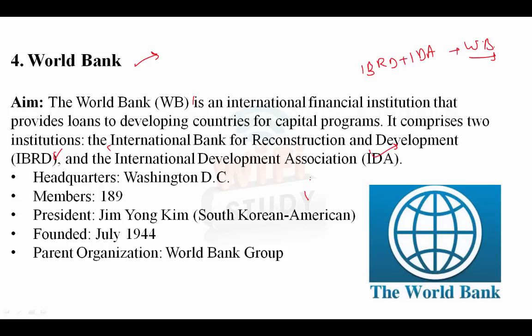IDA provides loans to low-income or poor countries, and IBRD provides loans to middle-income countries. The headquarters of the World Bank is in Washington DC. There are 189 members, and the current president of the World Bank is Jim Yong Kim, who is a South Korean American. This organization was founded in July 1944, and its parent organization is the World Bank Group. So friends, in this you have to remember the headquarters, its members, president, and the foundation date. These are the 4 things that you need to remember.